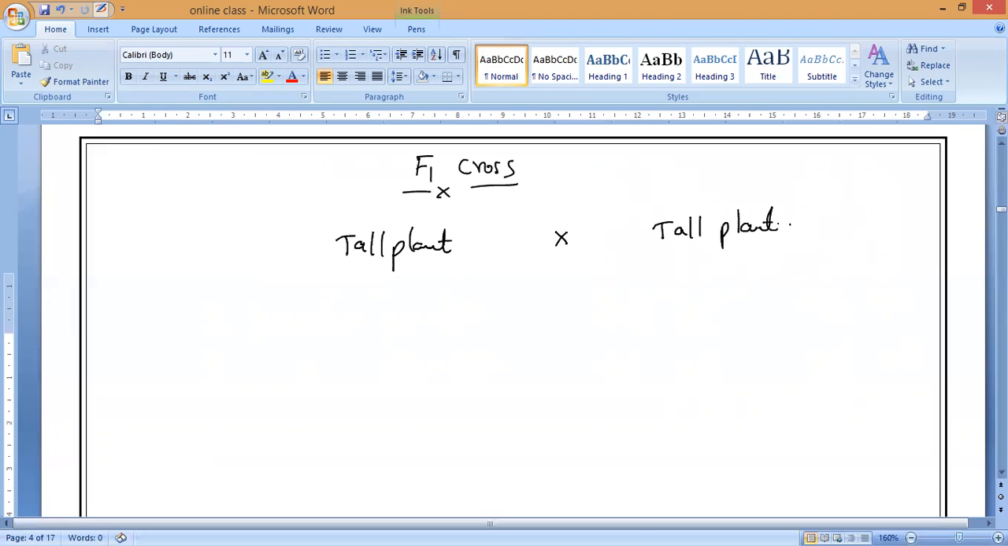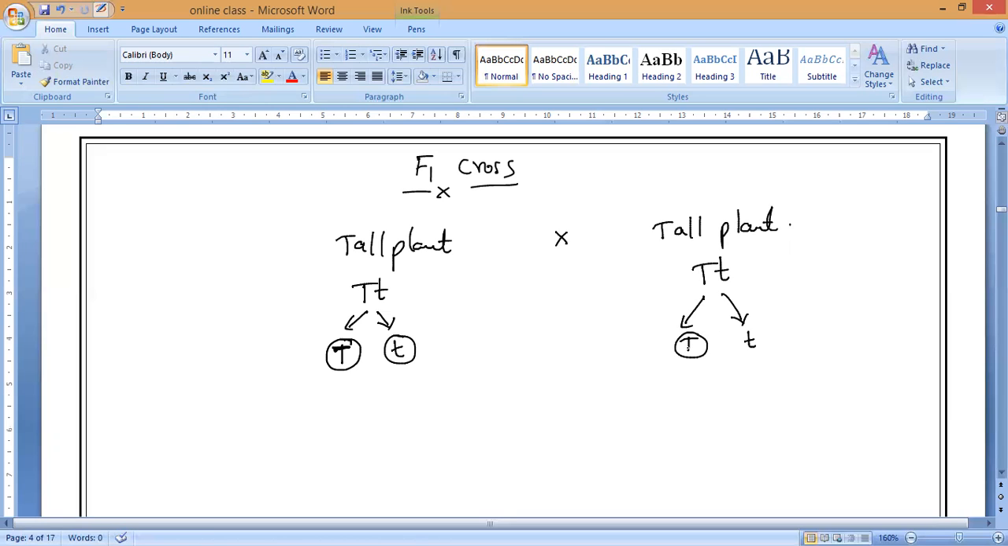Now can anybody say what the factors of inheritance are here in the F1 generation? Capital T, small t, and capital T, small t. Yes or no? Next one, gametes. What are the gametes, guys? Speak. If you speak, it will be nice. Capital T, small t, and here also capital T, small t.